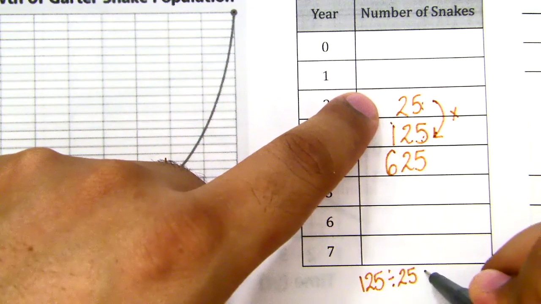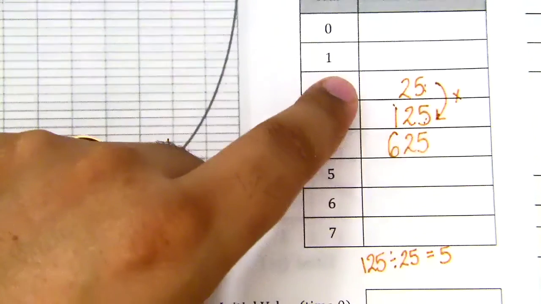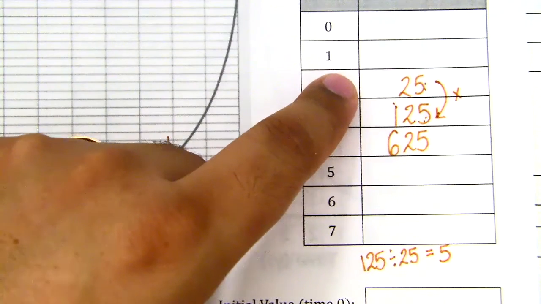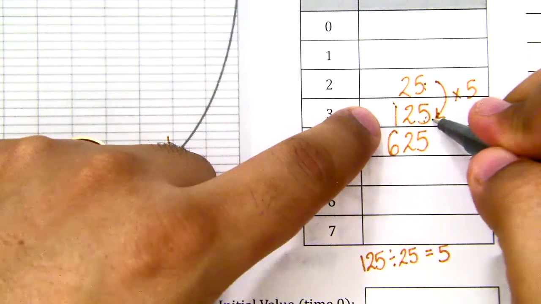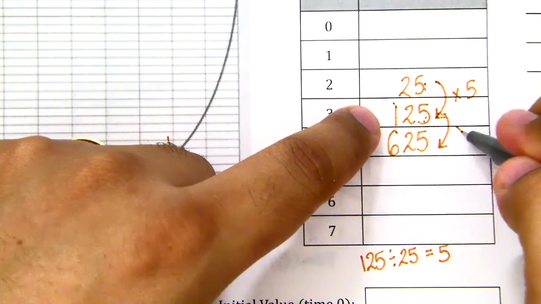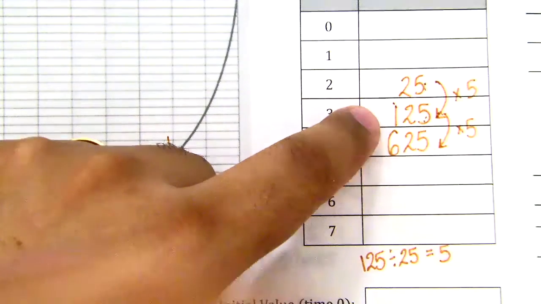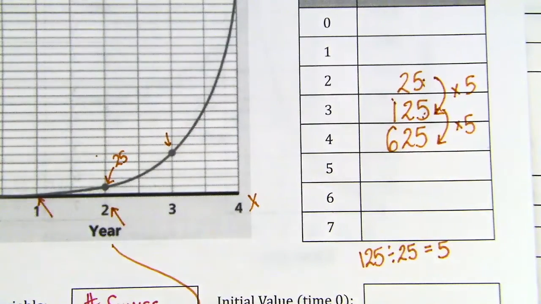Use a calculator, and you're going to see that is equal to 5. 125 divided by 25 is 5. So that means this times 5 gives me 125. And I can check it again. 125 times 5 is going to give us 625. So if I wanted to fill the rest of this table out, all I have to do is use that growth factor.